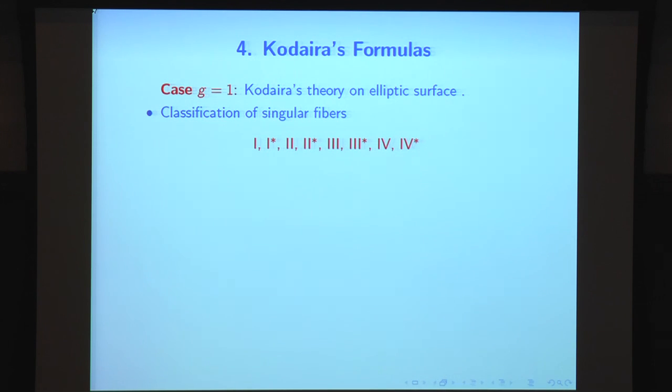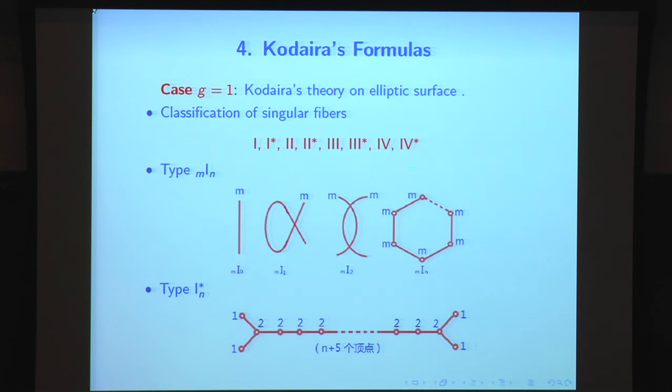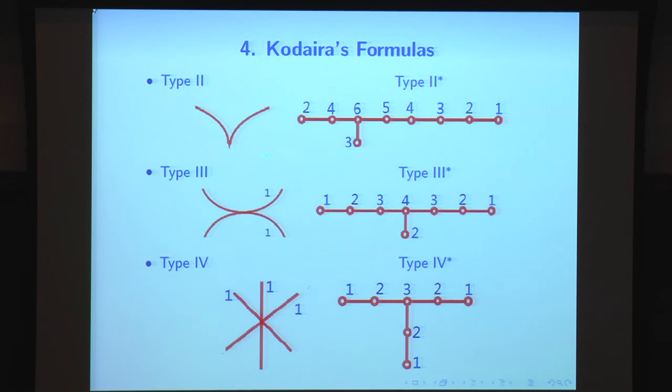Okay, how to compute the modular invariance, the first part. Actually, Kodaira has some nice formulas to compute the genus 1 case. The first step of Kodaira's theory is to classify the singular fibers. There are 8 classes. These are the notations. This is the first class, this is the dual of the first class, the second class, and then the dual of the second class. Third, fourth. So totally we have 8 classes.